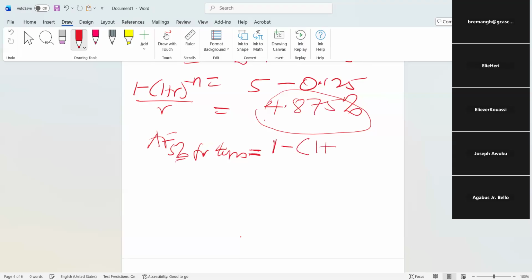So 1 plus r here. The discount rate is 5%, so you say 0.05, to the power of -4 because n is the number of years, all over r, which is 0.05. You can do this calculation. You see that you get the same answer that we got for the annuity factor that we read from the table, right?